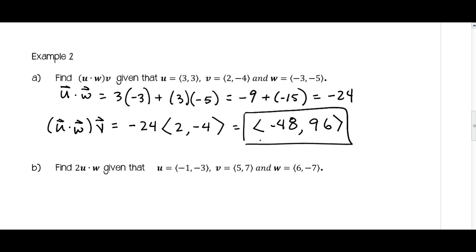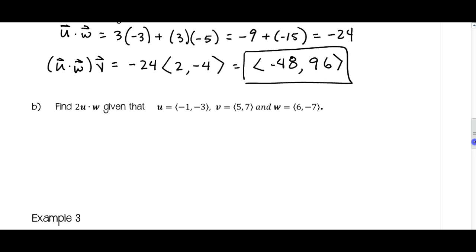But again, if I make any mistakes, make sure you let me know through email or next time you see me in class. Okay, so, just work it out piece by piece. Try and think about what's going to be a scalar, what's going to be a vector. And let's move on to part B of example 2.